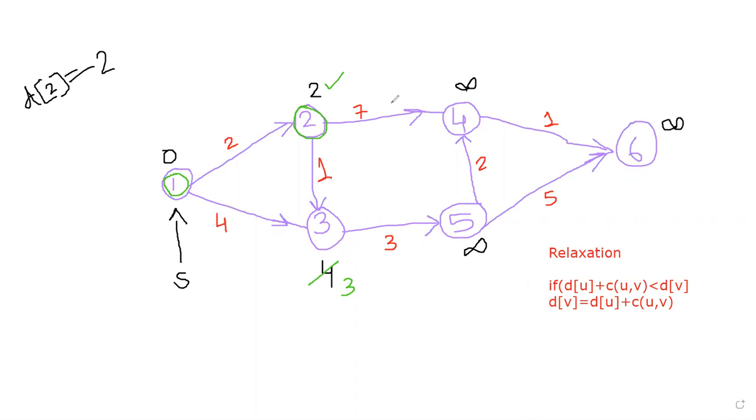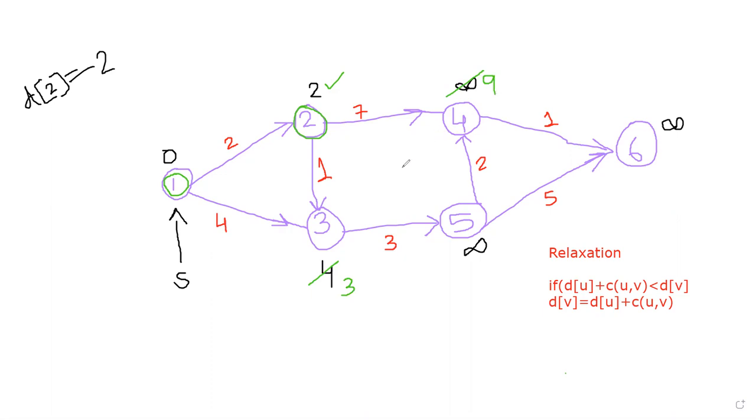Now you are doing the same thing. From 2 to 4 you have a direct edge, so you check 2 plus 7. D of u is 2 right now and v is 4. C of 2 comma 4 is 7. So 2 plus 7 is 9. 9 is less than infinity. Yes, so you update the value of infinity to 9.